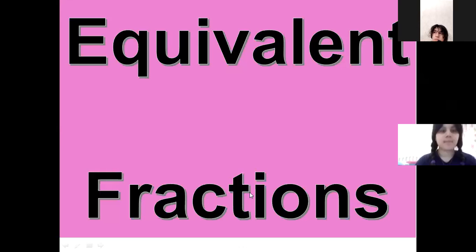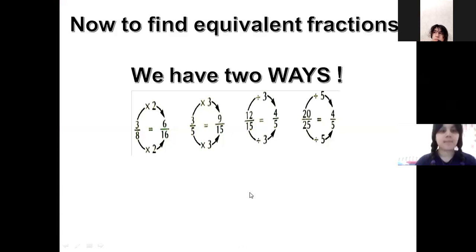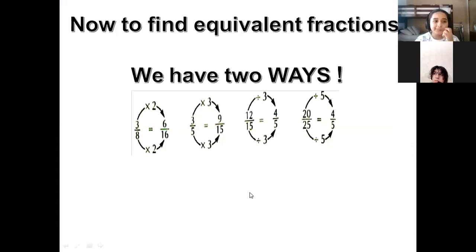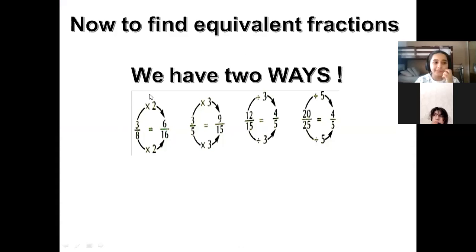Mute yourself, please. We're going now to revise quickly the equivalent fractions. Equivalent fractions is a very easy topic. When we talk about equivalent fractions, we have two ways to do that. We can use multiplication or division. Multiplication: you can multiply the numerator and the denominator by any number you want. So 3 over 8, times 2, 6 over 16. So 3 over 8 and 6 over 16 are two equivalent fractions.